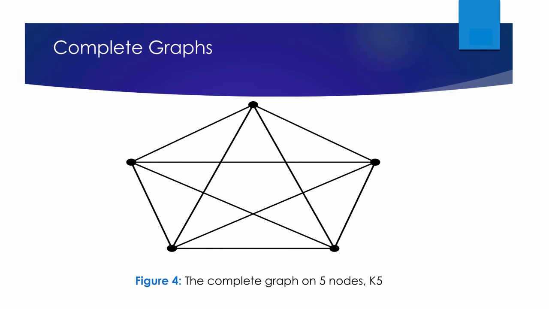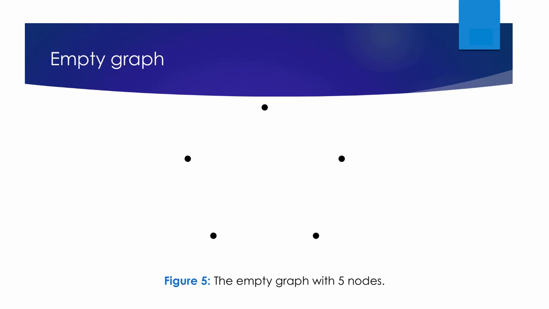Complete graphs. What do we mean by complete graphs? The complete graph on n vertices, denoted by K of n, has an edge between every two vertices, for a total number of n times (n minus 1) divided by 2 edges. This is shown in the following figure. Figure 2 gives you the complete graph on 5 nodes, and we call this graph K5. The empty graph has no edges at all. For example, the empty graph with 5 nodes is shown in figure 3. There are 5 nodes and they are not connected with each other, which means they don't have any relationship between each other.